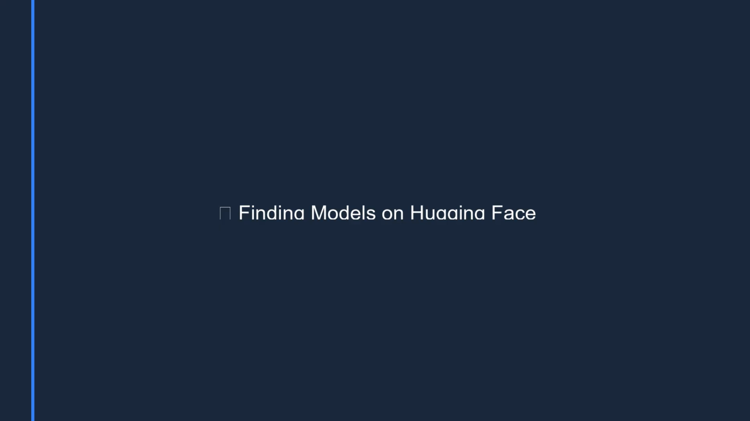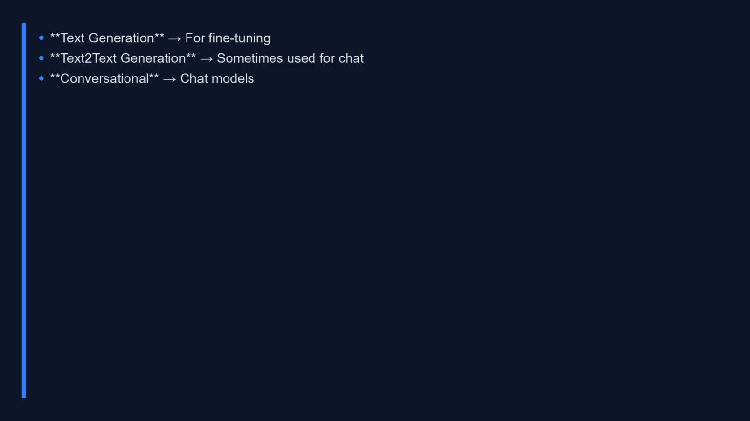Finding models on Hugging Face. When filtering by task on Hugging Face, 3 categories are relevant for fine-tuning work. Text generation covers the broadest range of generative models and is where most fine-tuning candidates live. Text-to-text generation includes encoder-decoder architectures like T5 that are sometimes used for chat. Conversational captures models explicitly designed for dialogue. Start with text generation. It's the most populated category and where you'll find Llama, Mistral, Gemma, and the Unsloth variants.